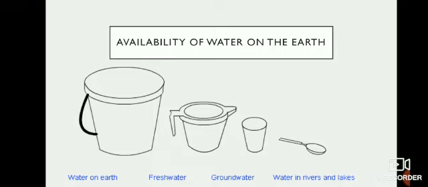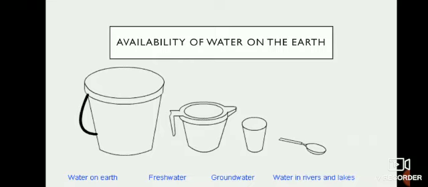Now, transfer water from the bucket to a 500 ml mug. The mug represents the total amount of fresh water present on the earth. The water left in the bucket represents seas and oceans. This water is not fit for human use. Now transfer 150 ml of water from the mug to the tumbler. It represents the total amount of groundwater. So what is the glass tumbler representing? It is the total amount of groundwater.